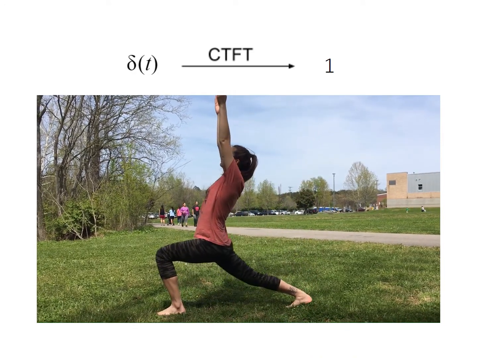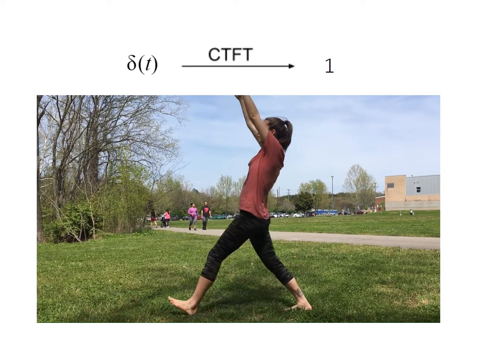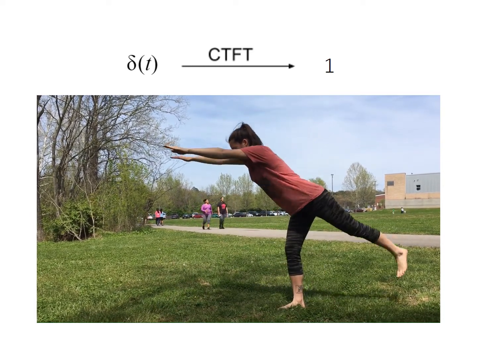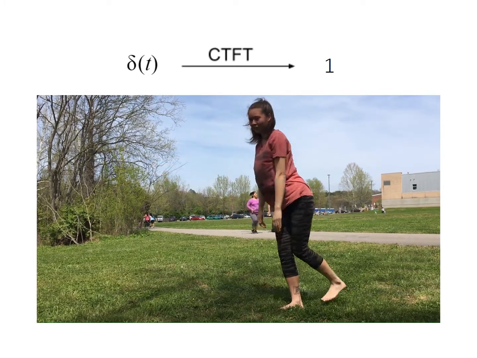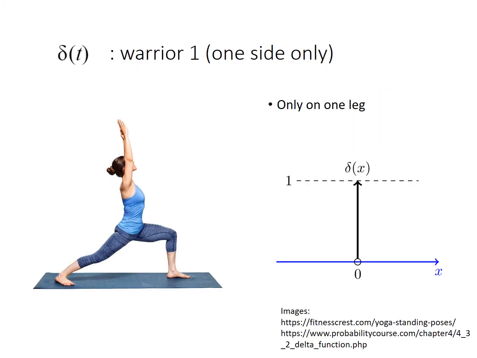The next one is between delta and 1. Delta is represented by the warrior 1 pose on one leg, and you just do it on one leg to represent there is no 2 pi in this case.